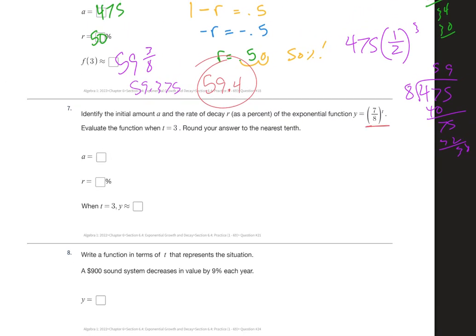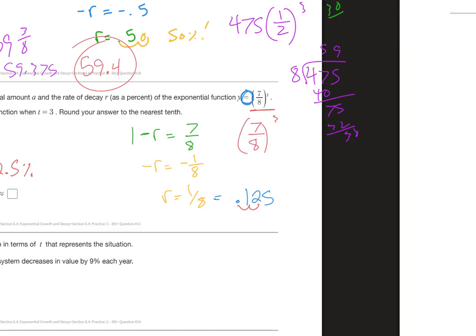Oh, wait a second. Here, it's right here now. Our initial amount is 1 because there's nothing out front. So that means it's 1. And our rate of decay, just like the last one, if you don't know, 1 minus the rate is equal to 7/8. If we subtract 1 from both sides, we're going to get negative 1/8. So the rate is 1/8. They want that as a percentage. 1/8 is 0.125. So bounce, and we get 12.5%.